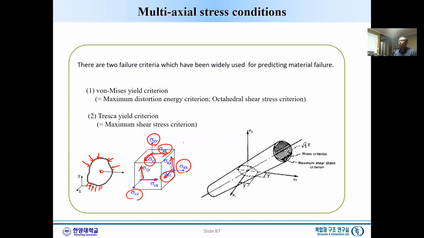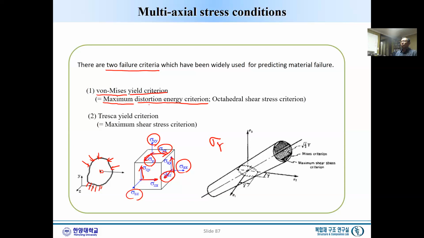Okay, now again the question is whether this material will fail or not, and the strength we have is only the yield strength, sigma yield. So we need a function or guideline, or you can say a theory, and more precisely we call them failure criteria. There are 2 very well-known failure criteria which have been widely used to predict material failure. One is the Mises yield criterion, the most important criterion in failure predictions. In other words, it is called the maximum distortion energy criterion.